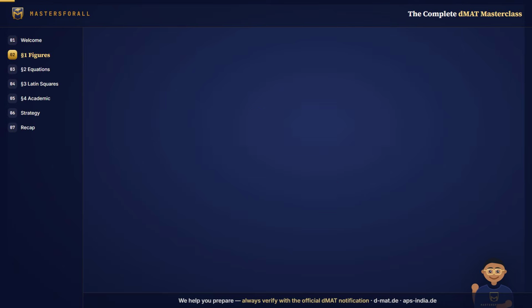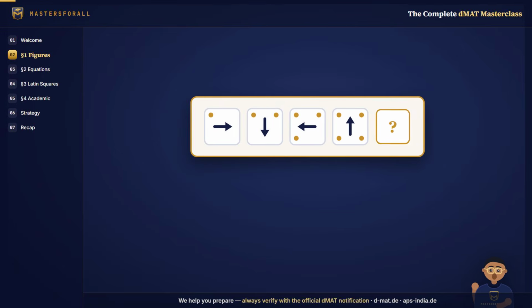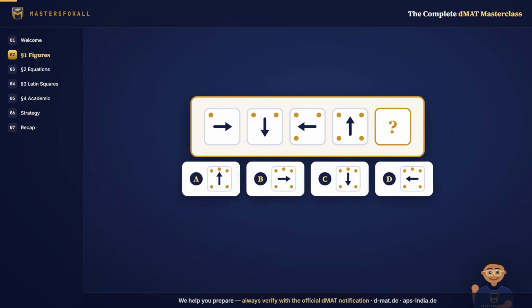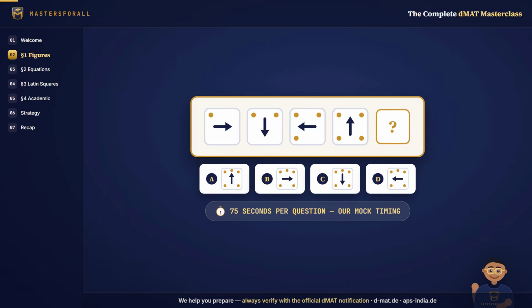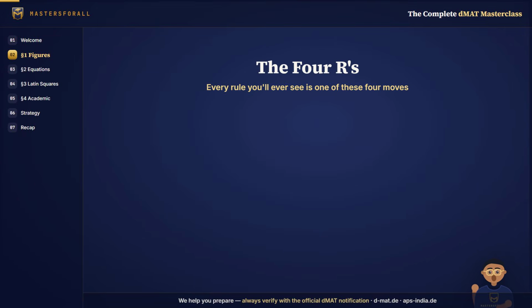Figure sequences. This is what a question looks like. 4 figures, something is changing. You pick what comes next, A, B, C, or D. In our mock, 75 seconds per question. That's the game. Every rule you will ever see here is one of 4 moves, the 4 R's.